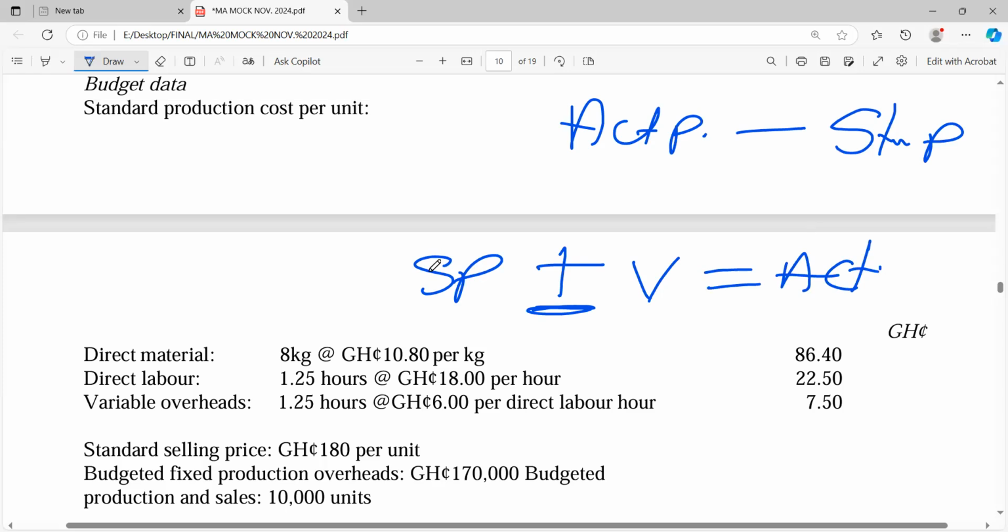So yeah, the examiner might give you the profits. Then you will calculate all the variances. Then you prepare a statement. That is all about it. So we are through.